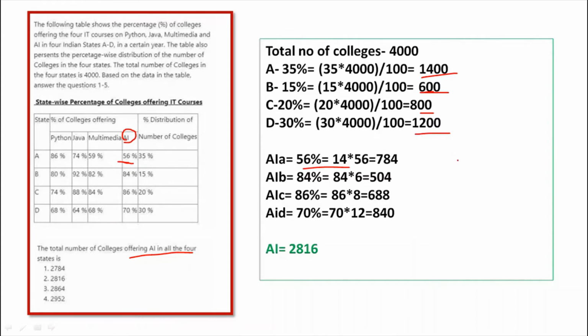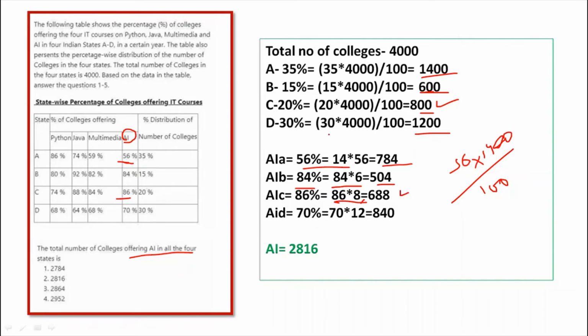So 56 percentage of 1400. We simply multiply 56 into 1400 and divide it by 100. So 0 cancelled and we are left with 56 into 14, which is 784. Similarly for 84% of 600, the zeros are cancelled and we are left with 84 and 6, and we multiply. For 86% of C, that is C state, we have 800 number of colleges. So 86 into 800 divided by 100, 0 cancelled, and we are left with 86 into 8.